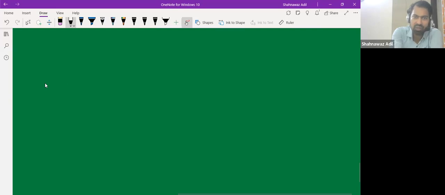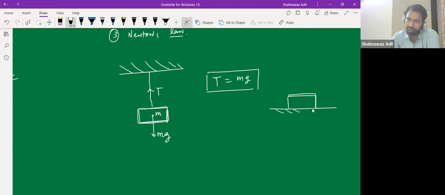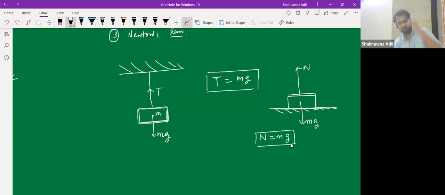And we also understood that, let's say we have a surface, and an object kept on this surface, right? So this object will experience gravity and a normal reaction by this surface. Then at equilibrium, this N would be equal to mg, right?